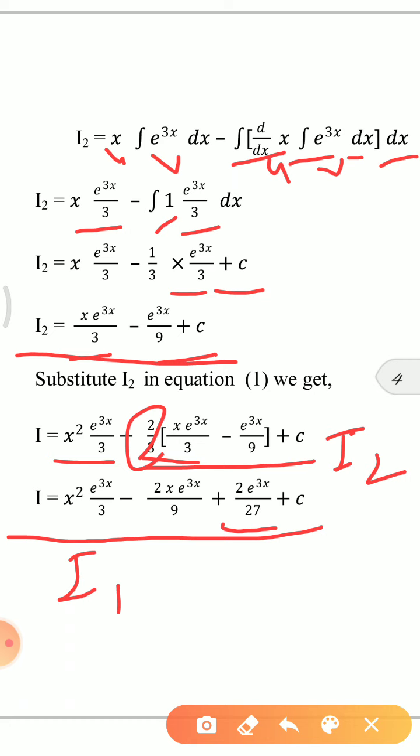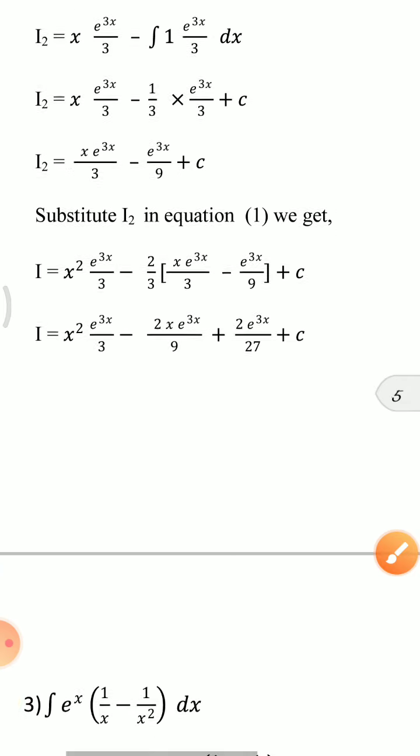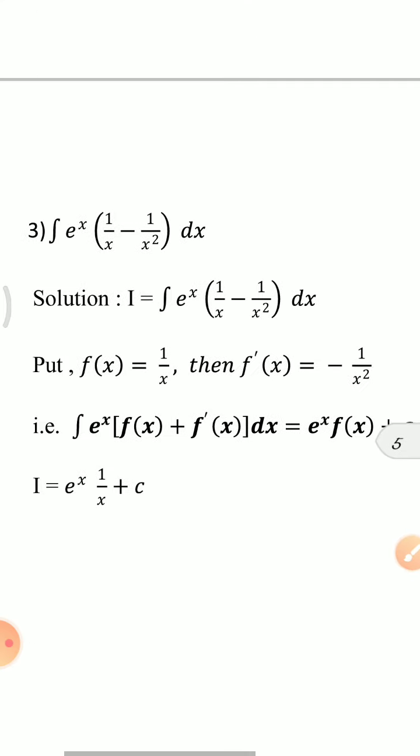That means the final answer is: integration of x square e raised to 3x dx is equal to x square e raised to 3x upon 3 minus 2x e raised to 3x upon 9 plus 2 e raised to 3x upon 27 plus c. This we have to solve in the question second. Let us see the question number third.